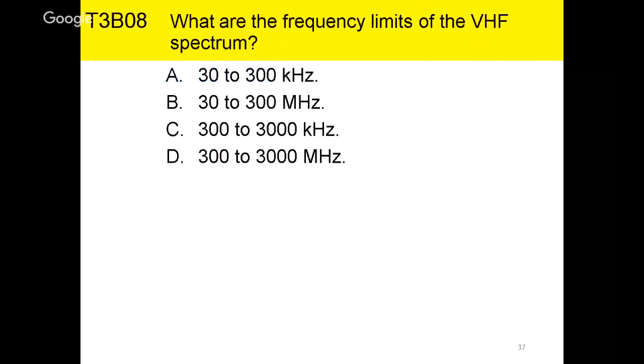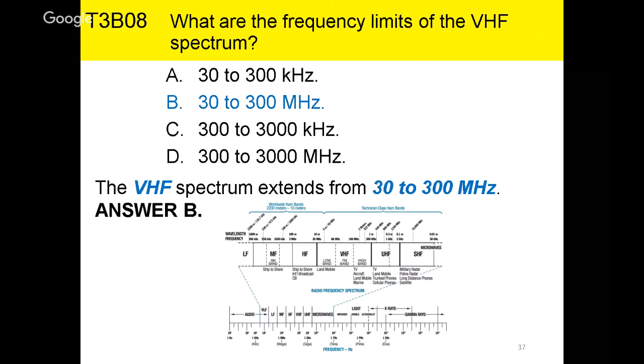Okay, what are the frequency limits of the VHF spectrum? Now, there is a chart that I'm going to throw up here. You should have that also in the folder on Dropbox. Predominantly your HF bands are again 3 to 30 megahertz. And when you get above that into VHF, you get 30 to 300 megahertz. And then 300 megahertz above that is UHF, and then you get into higher frequencies.